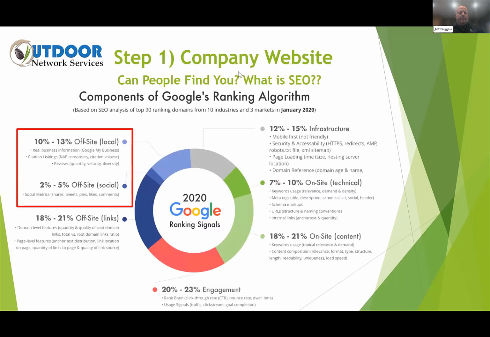One of the things I wanted to share is a slide we shared at our previous webinar. It shows how Google breaks down the ranking algorithm. Nobody really knows exactly how Google does it, but this is the best estimate out there. What we're going to talk about today is your offsite, local, real business information on Google My Business and the hundreds of other websites that list your business, and also your social media and how we can boost your website and your Google rankings through social media. So what we're covering today is just 10 to 13 and 2 to 5%. So 20% of your online ranking will be covered in today's topics.